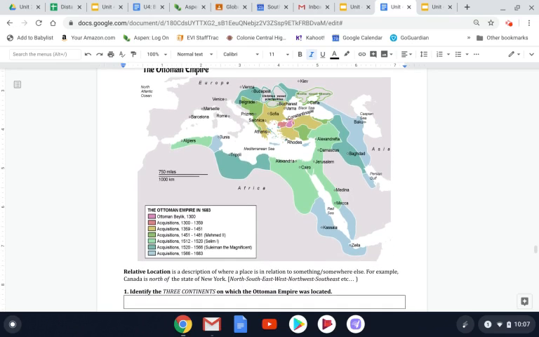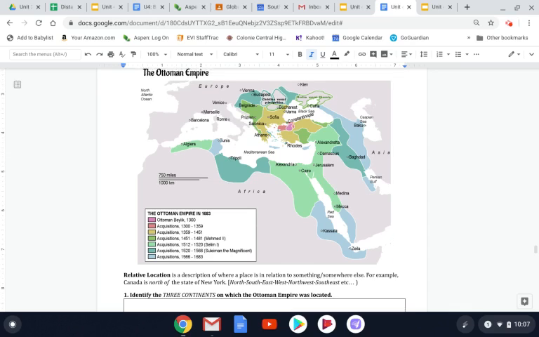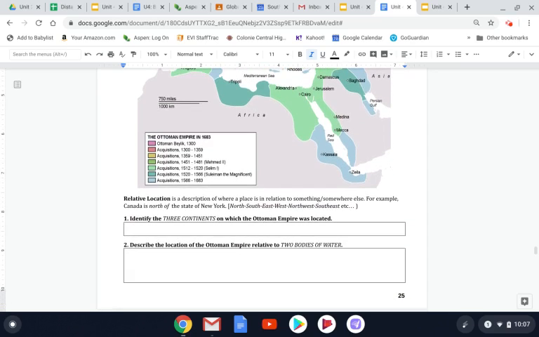So let's take a look at our geography questions to start. If you scroll down here with me, we're going to answer some relative location questions. So relative location is a description of where a place is in relation to something or somewhere else. For example, if we take ourselves in New York State and we want to tell someone where Canada is relative to our location in New York State, we would say Canada is north of the state of New York. So in these answers, we're going to be using our cardinal directions, like north, south, east, west, and even kind of diagonal directions like northwest, southeast, etc.